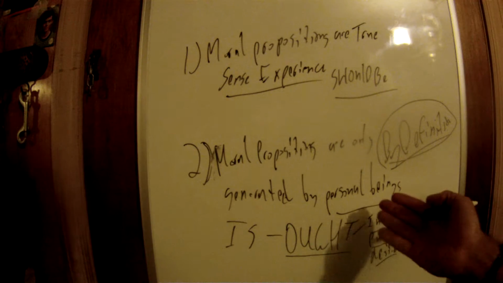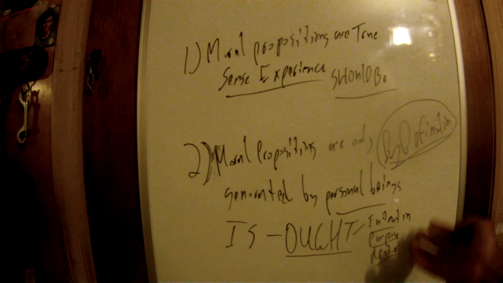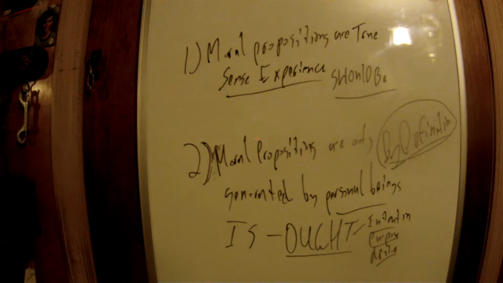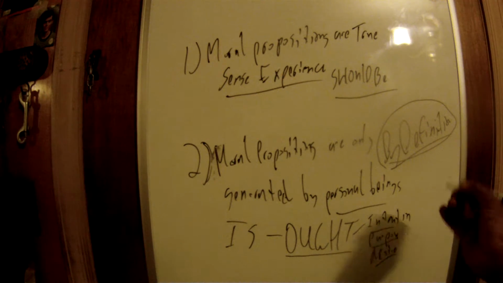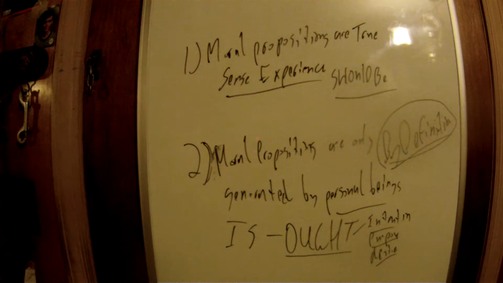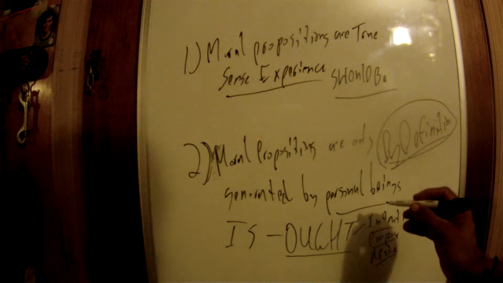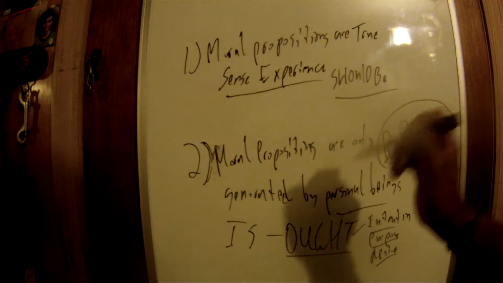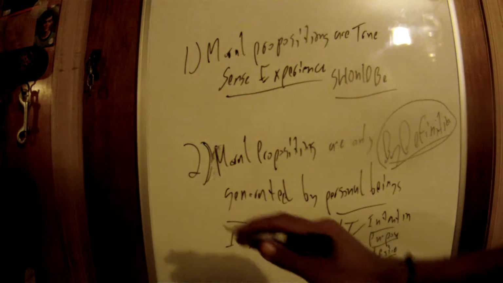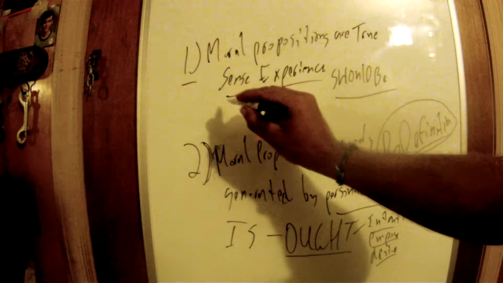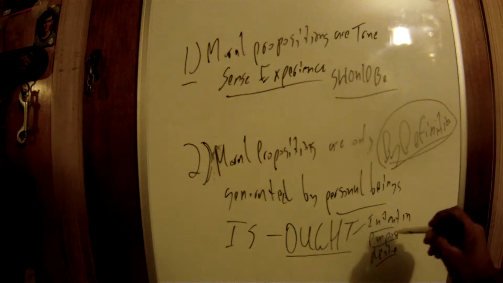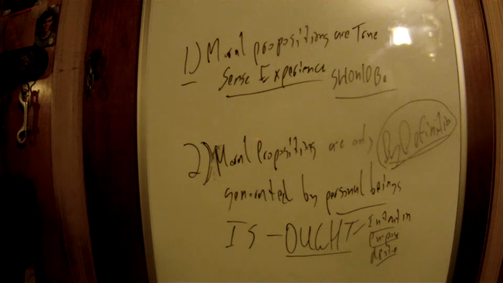When we say that personal beings are the only ones that have intention, purpose, and desire, we're just simply stating the definition of what a personal being is. Okay? So, again, we're not playing games with the definitions. A thing is either personal or not personal. So, moral propositions are only generated by personal beings. So this is not a circular argument for the existence of God. This first point is generated by sense experience, completely independent of the second point. The second point is true by definition of what a personal being is.